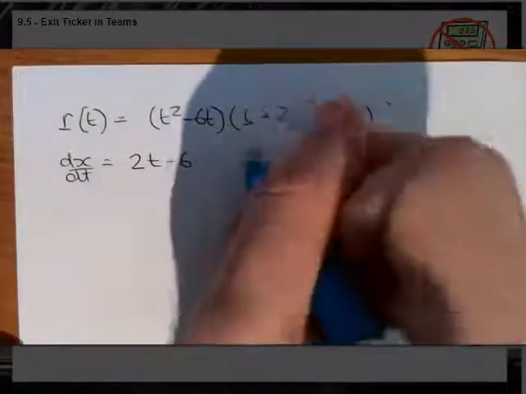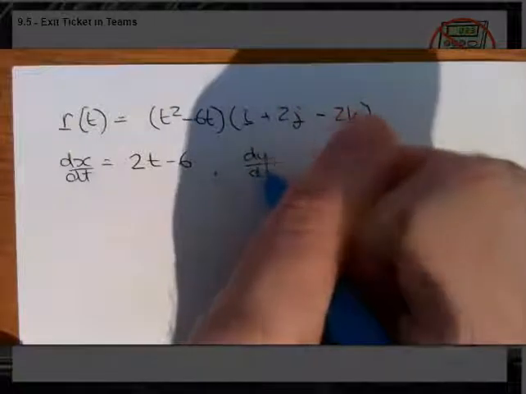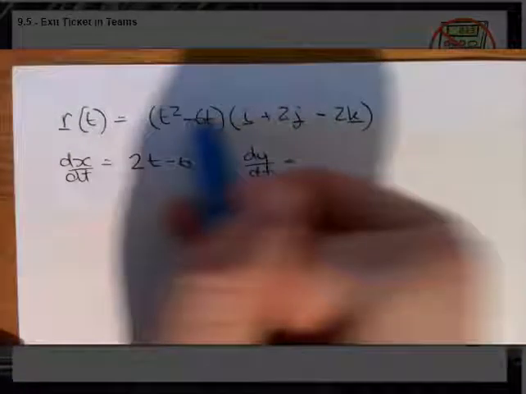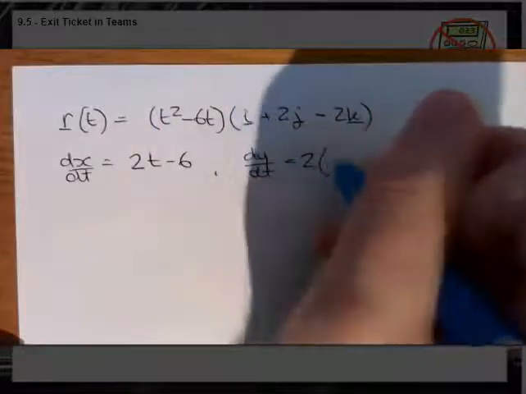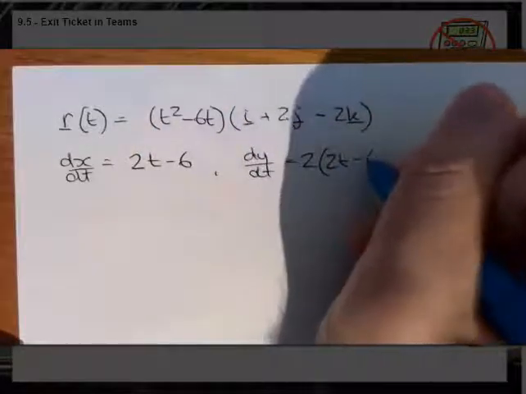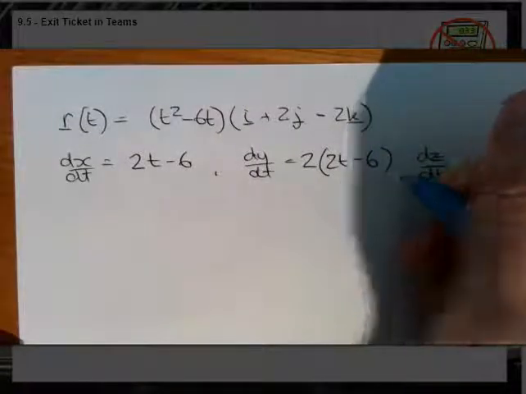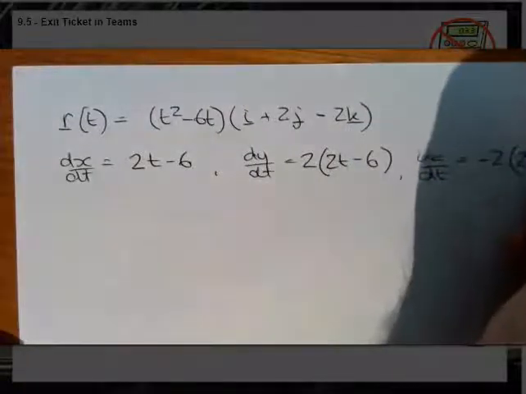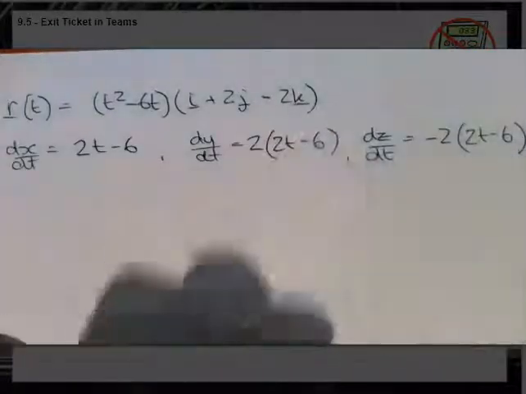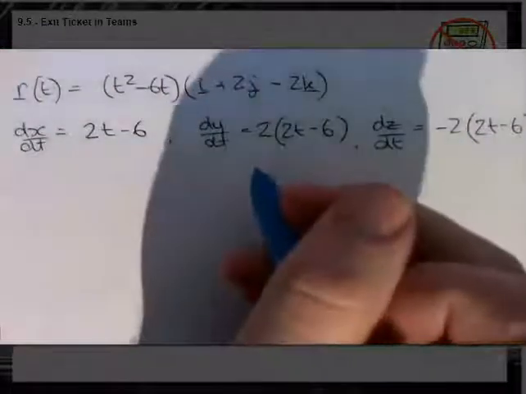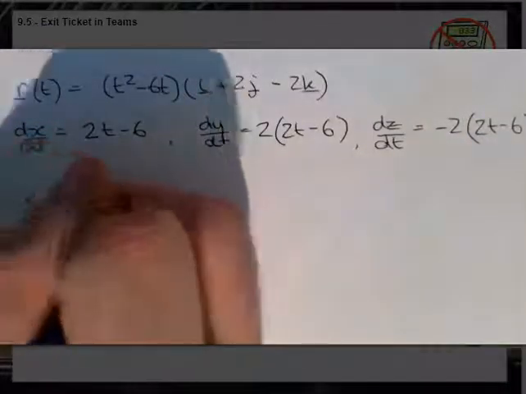And then what I'm going to do for dy by dt is I'm going to say that's going to be equal to 2 times the derivative of this. So that's 2 times 2t minus 6. And actually, dz by dt is minus 2 times 2t minus 6. Now, you might have expanded those, and you'd have had to put them back again later, but that's not so much of a problem.